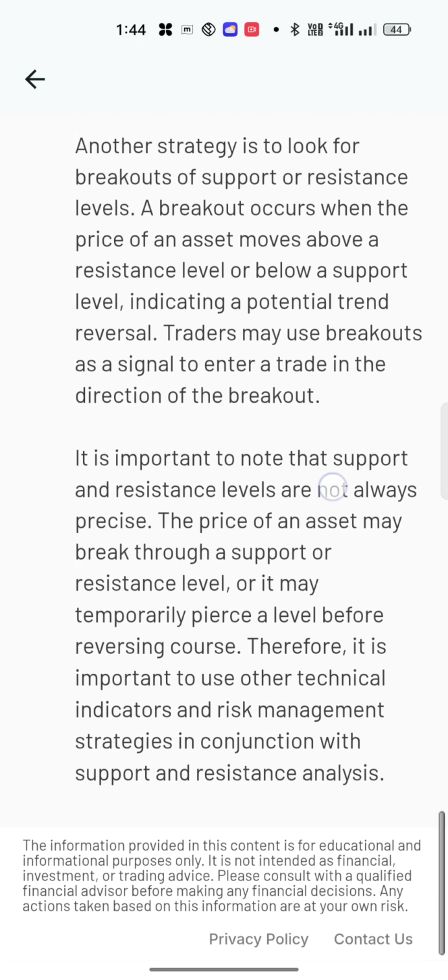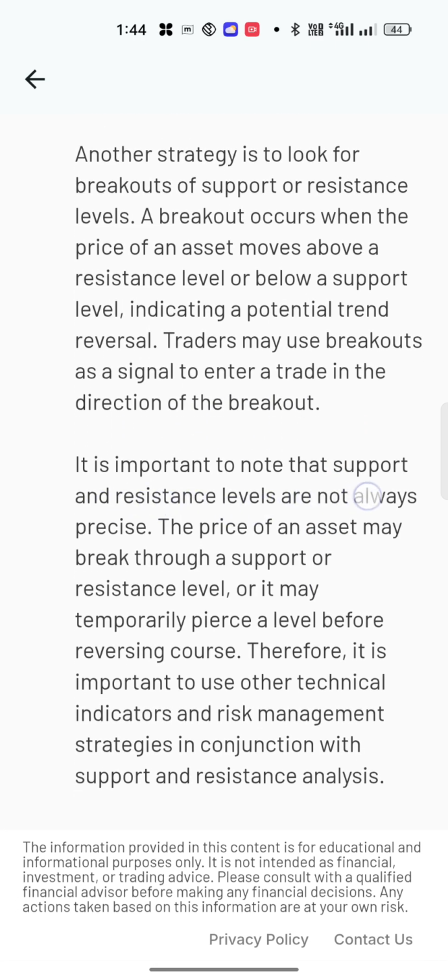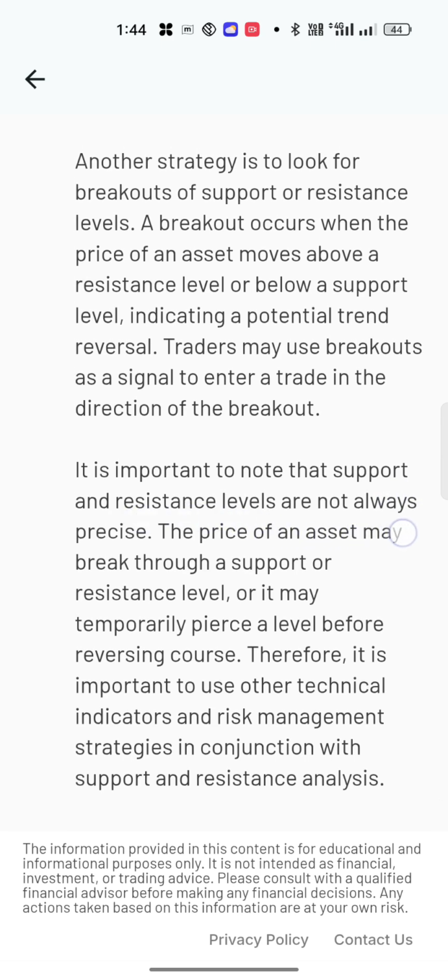Traders may use breakouts as a signal to enter a trade in the direction of the breakout. It is important to note that support and resistance levels are not always precise. The price of an asset may break through a support or resistance level, or it may temporarily pierce a level before reversing course. Therefore, it is important to use other technical indicators and risk management strategies in conjunction with support and resistance analysis.